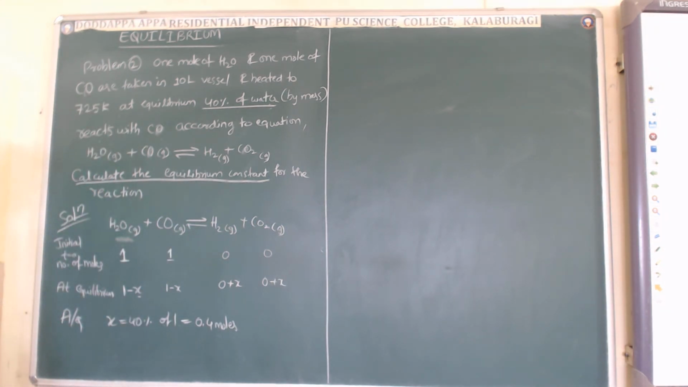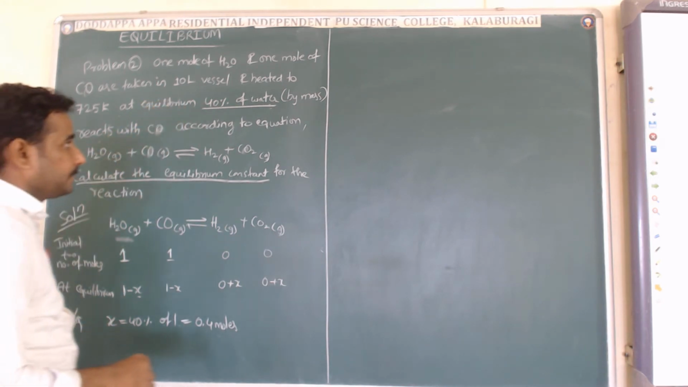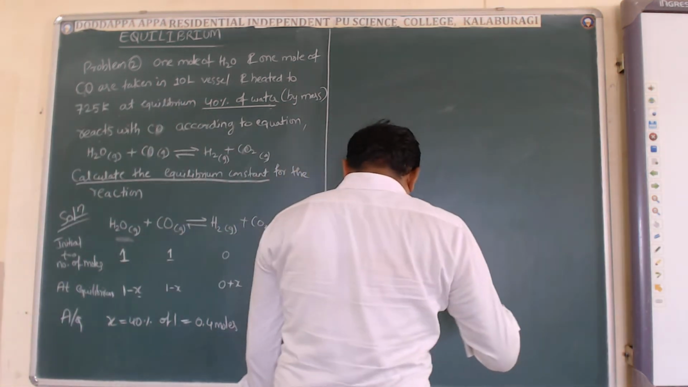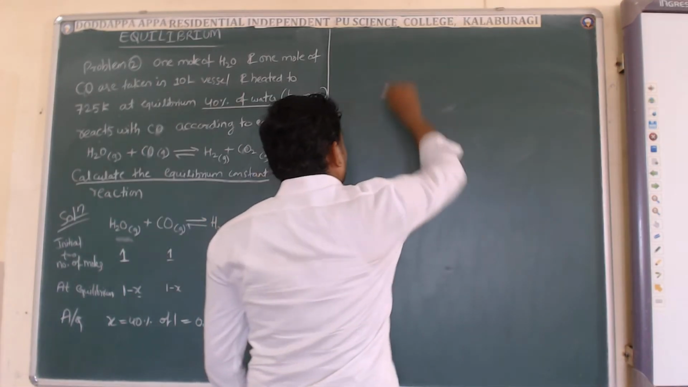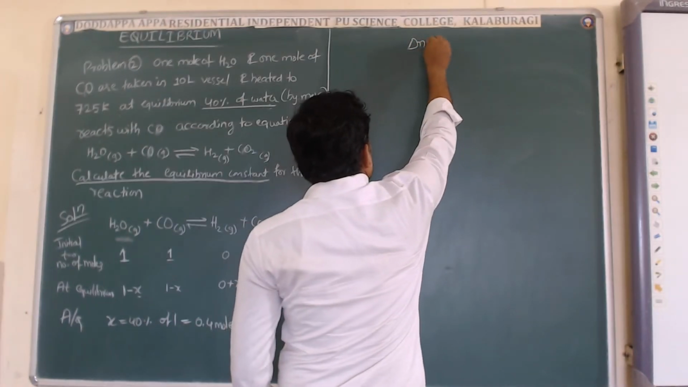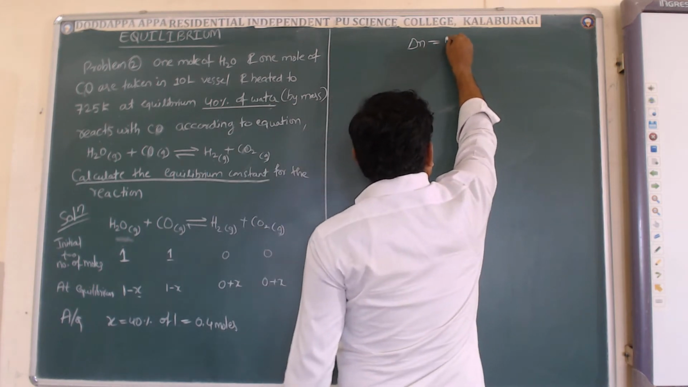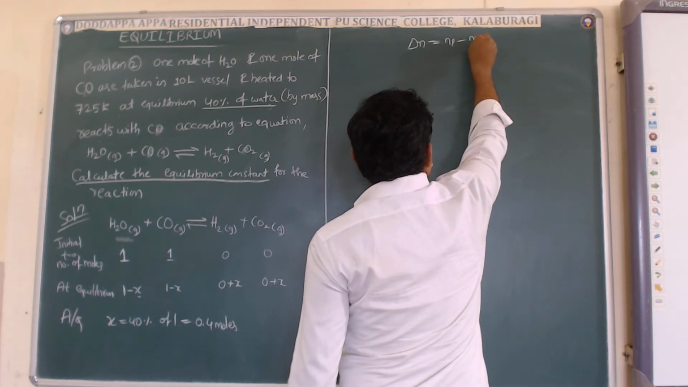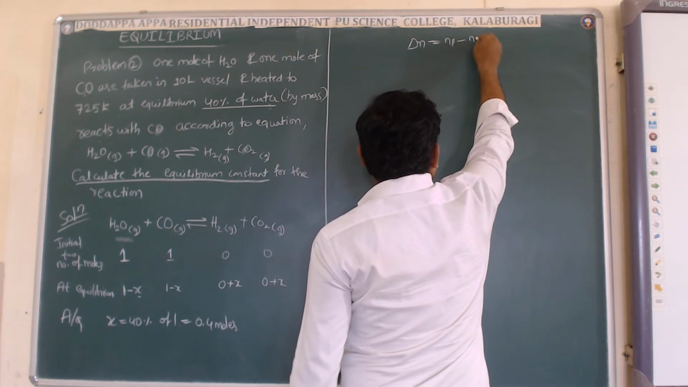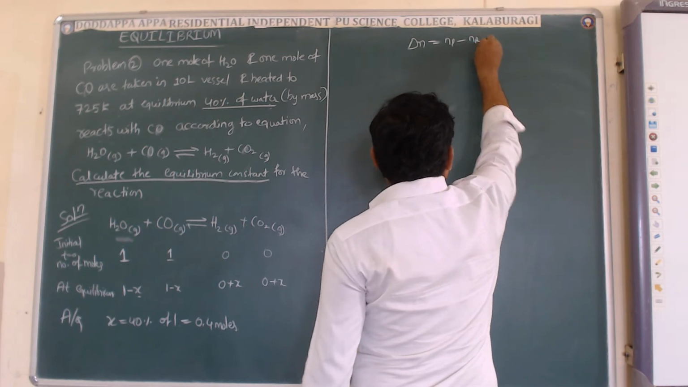Next, to find Kc, it is very important that we find the delta n value. First, delta n is equal to the number of moles of gaseous products minus the number of moles of gaseous reactants.